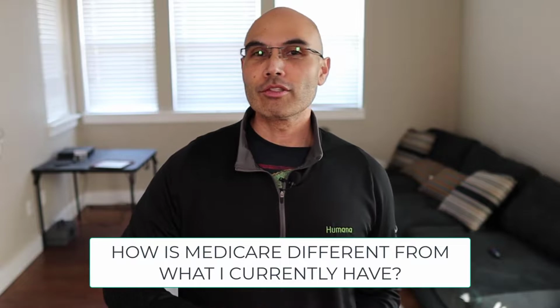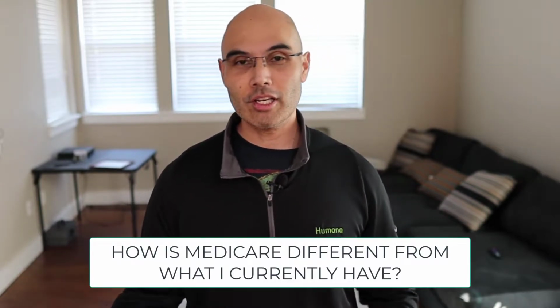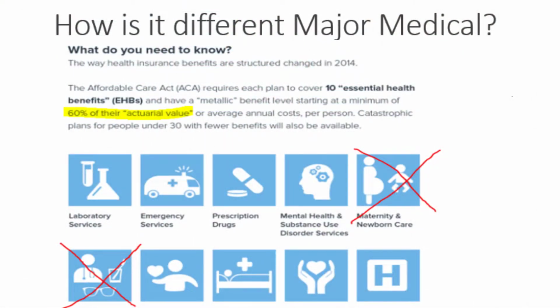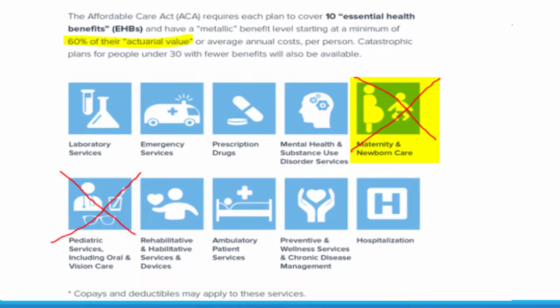All right, so how is Medicare different from group insurance or Affordable Care Act insurance that most people are familiar with? Well, as you can see here on this chart, Medicare covers the basic 10 essential health benefits except for maternity care and pediatrics. So basically it doesn't cover any pregnancy related services and also doesn't cover pediatrics or children. So basically most people who are on the Medicare program aren't missing out on any normal or essential health benefit.